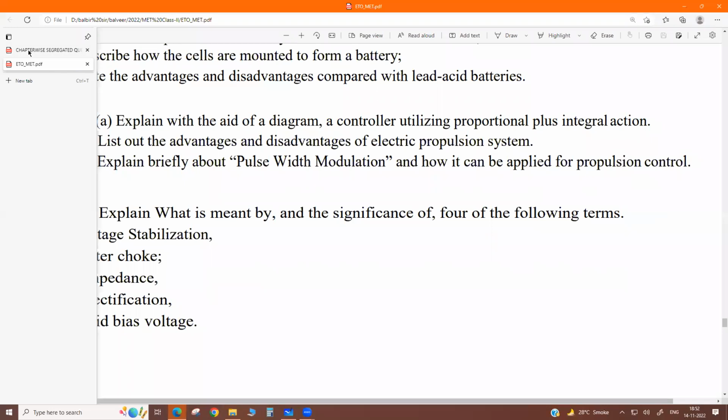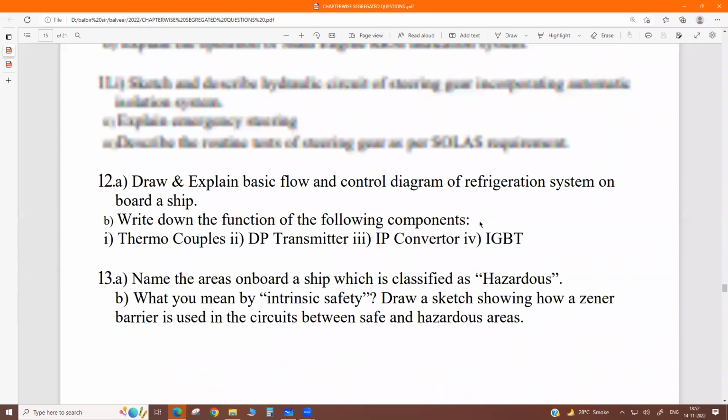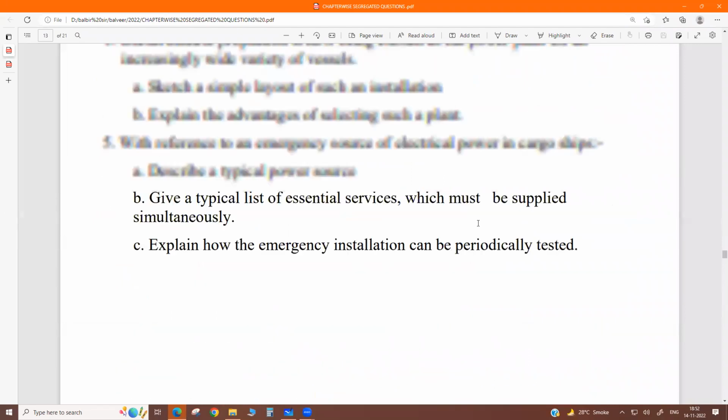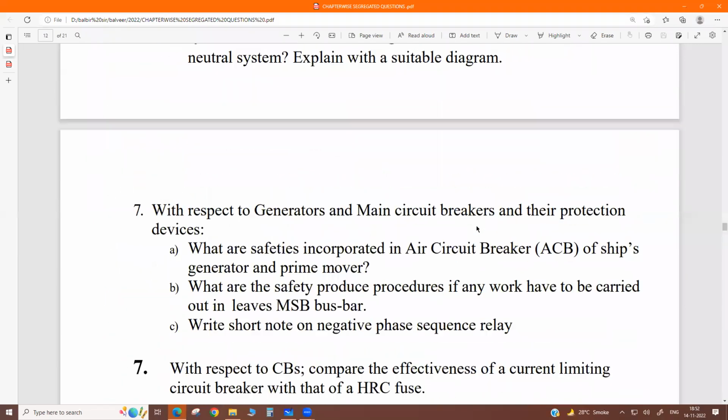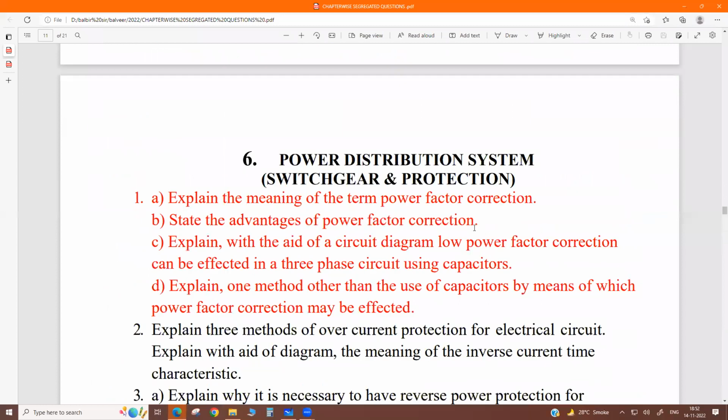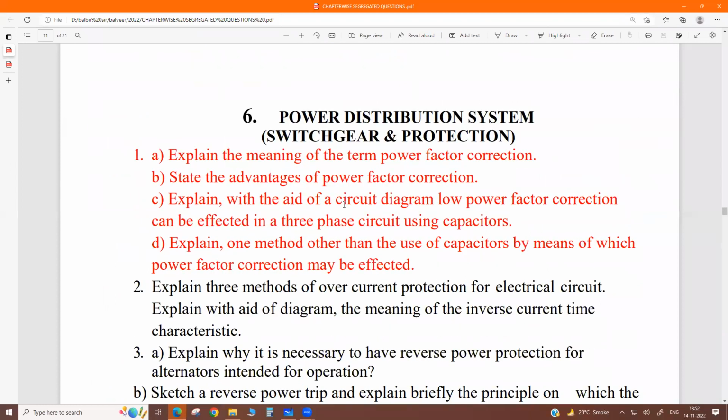Next we come to this. Here also this question is there. We discuss this. Power distribution related questions here in ETO already, which are asked in your examination. That is, explain the meaning of the term power factor. Yesterday we discussed this, and the advantage of power factor correction, meaning why we improve the power factor. If power factor is high, losses are reduced, efficiency is increased, and voltage profile is also improved.